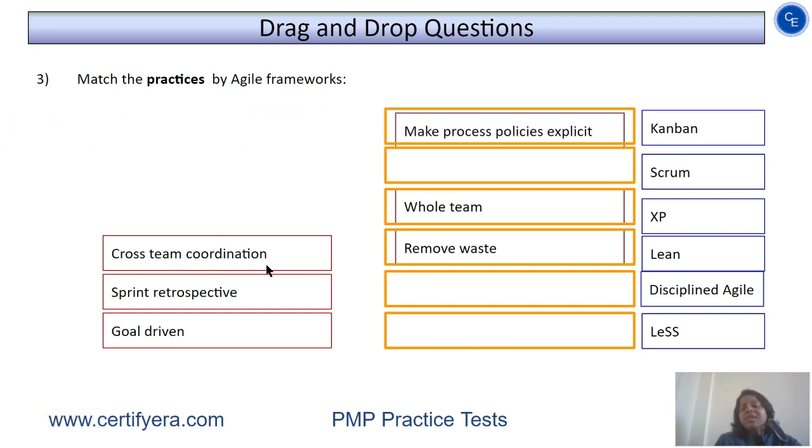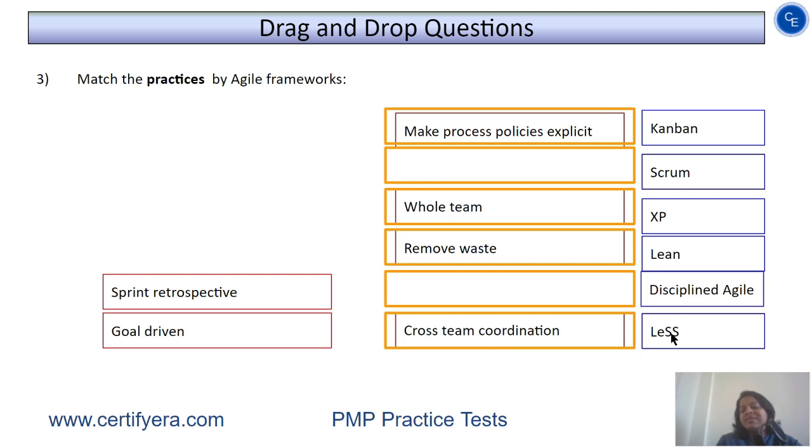Cross team coordination. Cross team coordination is one of the large scale framework practices, and it also indicates that there is some coordination happening between multiple teams within the project. And here in this list of frameworks, LeSS is the large scaled Scrum, that is a large scaled framework. So cross team coordination matches with LeSS.